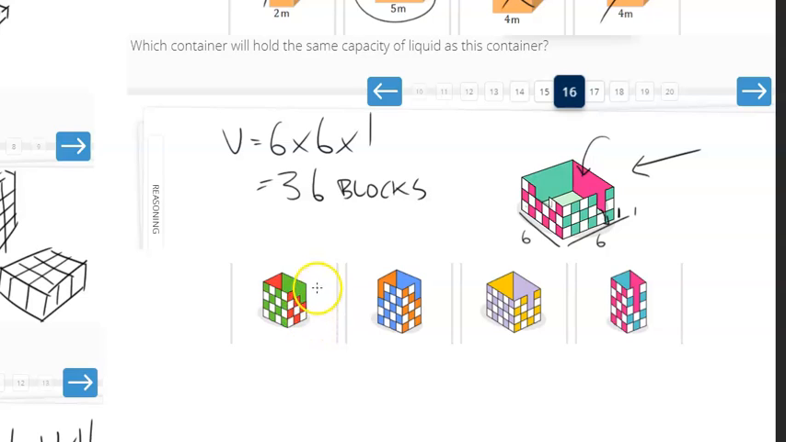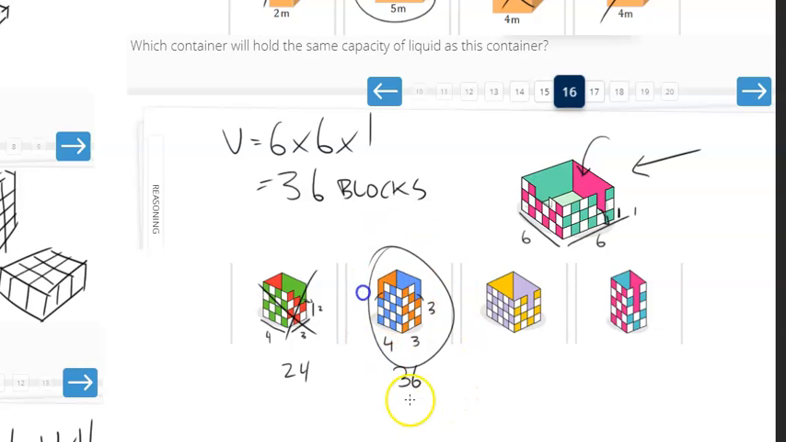Now again, we've got to be careful when we fill this in. Where it escapes, we only consider that to be our height. So this here is 4, this here is 3, and this here is 2. So 4 times 3 is 12, 12 times 2 is 24, so it can't be this one. This one here, it fills out, it gets on both sides in that case. So this is a 4 by 3 by 1, 2, 3. So 4 times 3 is 12, 12 times 3 is 36. So this here can hold 36 blocks, which is the same as this amount in here.